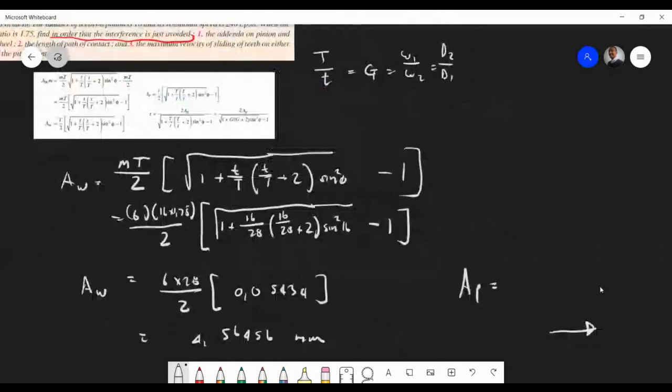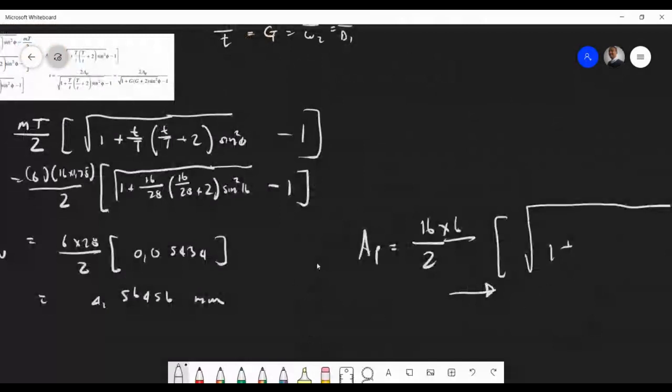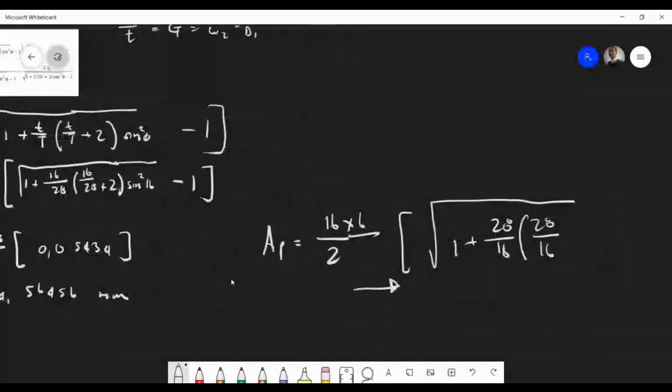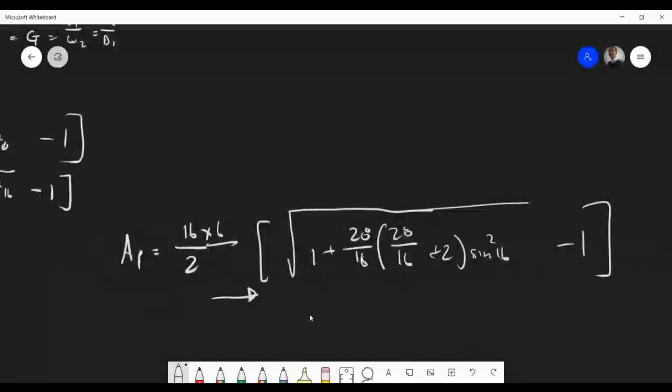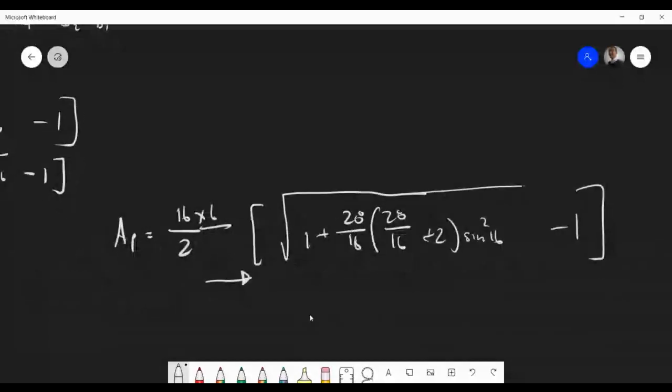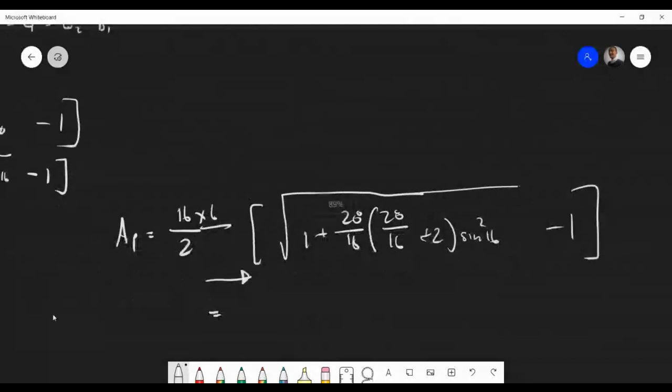So I'll just write it out. That's 16 over 2, or 16 times a module times 6. It's exactly the same. Big bracket, big root, 1 plus now 28 over 16. Close the bracket, 28 over 16 plus 2. Nothing difficult, just more content to study really. And of course, minus 1. And if you do that, you should get the addendum of your pinion. So just quickly do that.